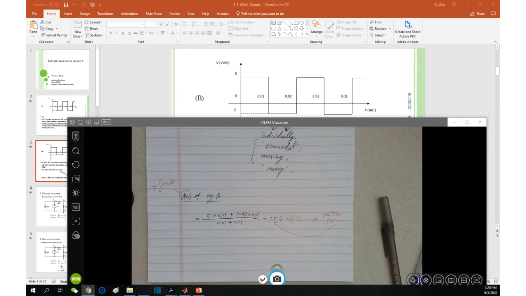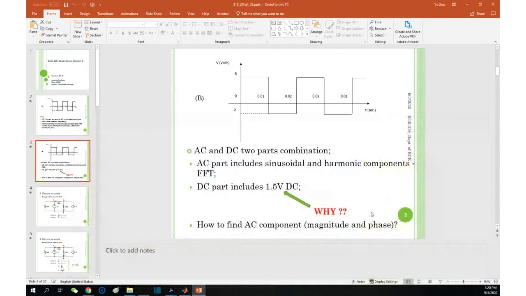Okay. Let me repeat this again. A randomly given mixing signal, the average value of this signal is equal to nothing but the DC contained. Remember this. So this is how we got the DC contained inside of this signal.